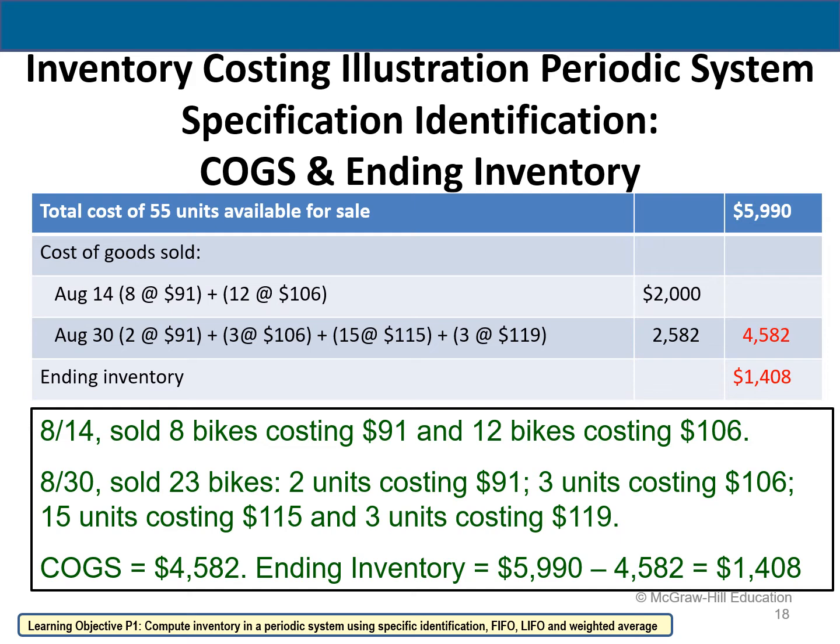So 5,990 available for sale. We said that the goods available for sale go one of 2 places, either to cost of goods sold or they stay in ending inventory. And so you just take the 5,990 less the 4,582 for an ending inventory balance of 1,408. Okay? Specific identification is probably the simplest because they tell you what units they've sold and what the cost was for those units.